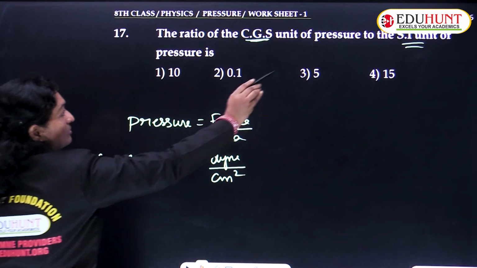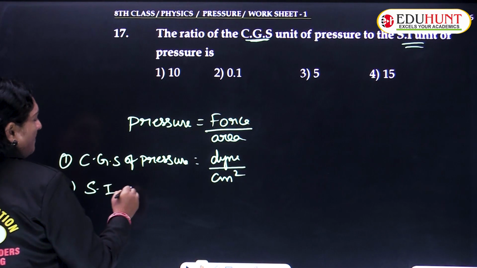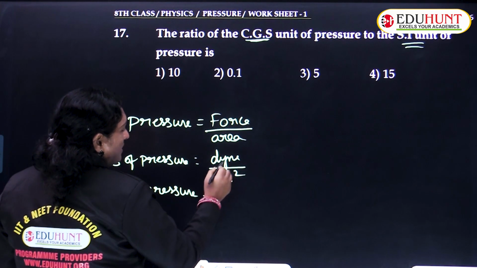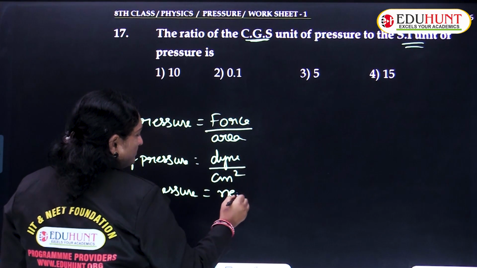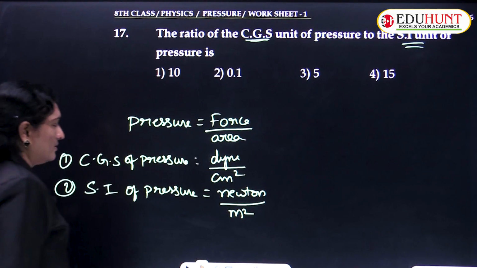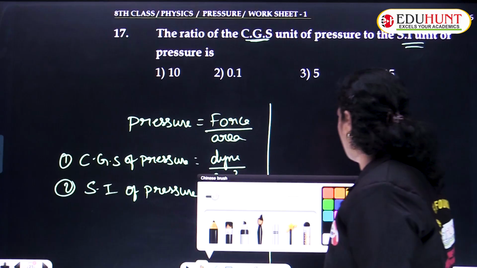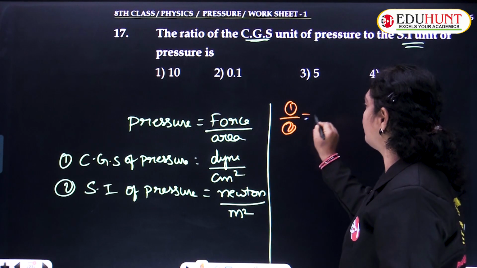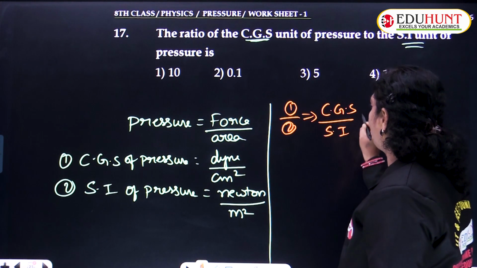Now again you have to find the SI unit of pressure. In SI, force is measured in Newton. Area is measured in meter square. So you have to take the ratio of the two. Taking the ratio, equation 1 upon 2 gives the CGS unit of pressure to the SI unit of pressure.